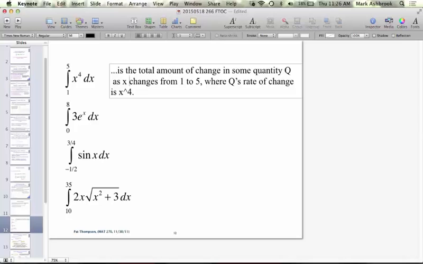Okay, and what is that total amount of change? Can you find that total amount of change? Find the value. This is a review from Calc 1. You should be able to do that. Use the fundamental theorem. Don't add up a bunch of little bits of change. We only have 4 minutes left. So do it.